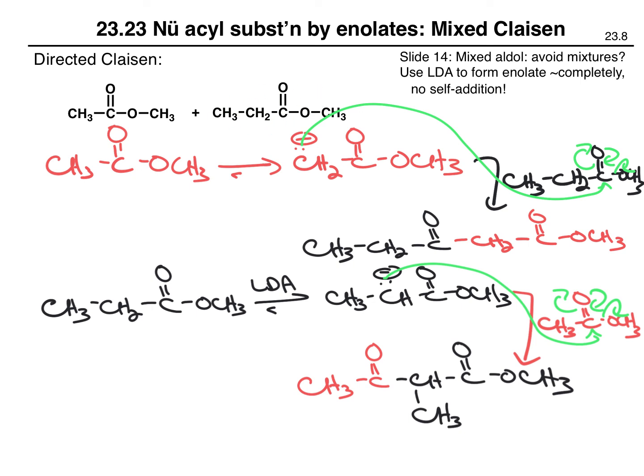If we want this to be our nucleophile and this to be our electrophile, then we react this first with LDA and then the second ester leading to this product. Or if we want this to be our nucleophile, then we first treat this with LDA before adding in the second ester to give us this product. So this means that we have the ability to control which product is formed by choosing the appropriate reagents and by mixing them together in the correct order.